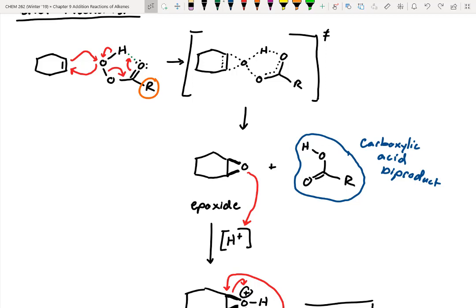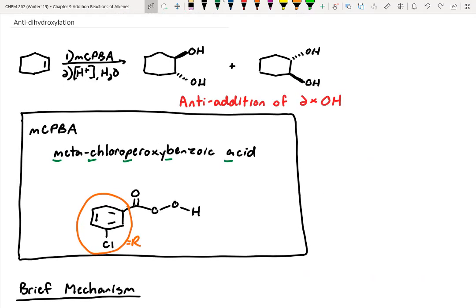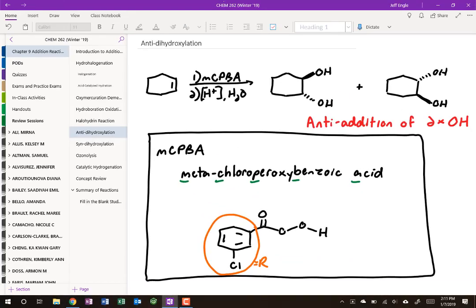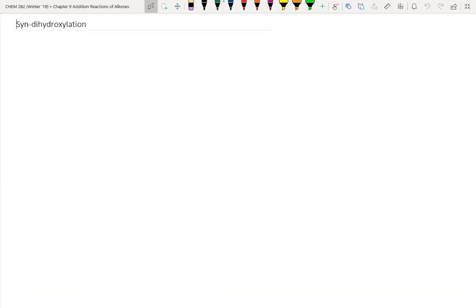Okay. All right, we've got a couple more dihydroxylation reactions. If we think about these ones, these were both anti-addition. However, we can do syn addition as well. I've got good news and bad news. The good news is you don't need to know the mechanism. The bad news is there's two different ways to do this. And then we'll call it good for the day.